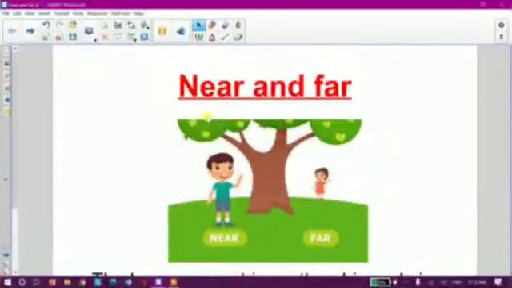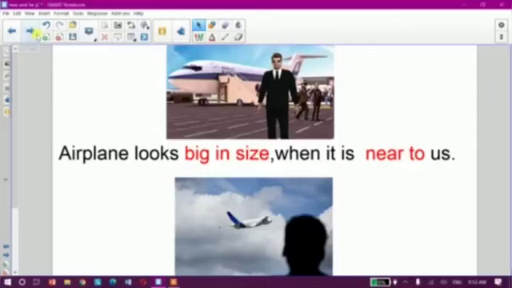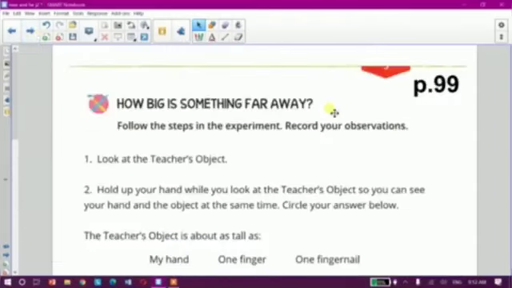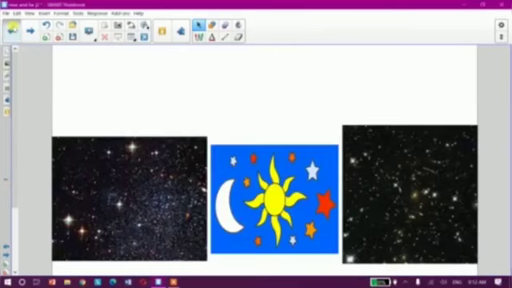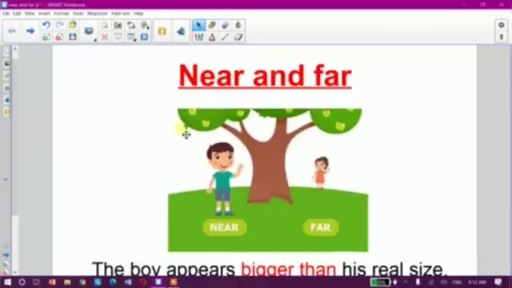Good morning, Junior 2. Today we will start our new lesson about near and far objects. Our lesson here is number 5, page 99. Firstly, we will start to know the meaning of near and far objects.